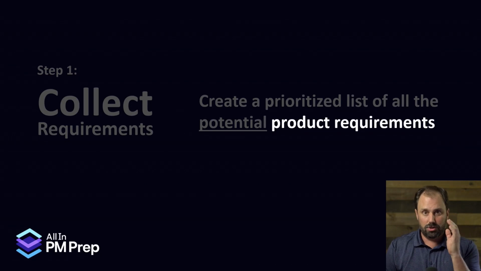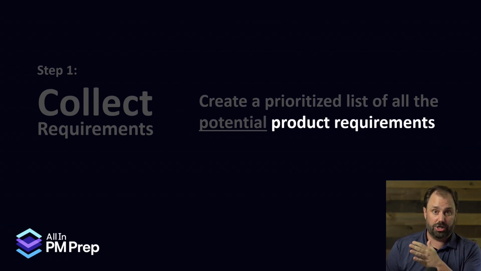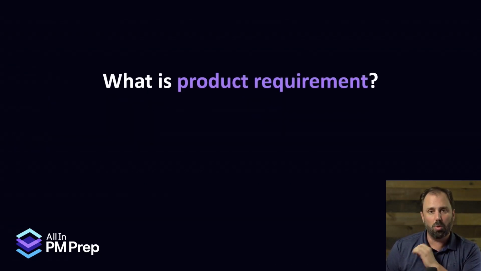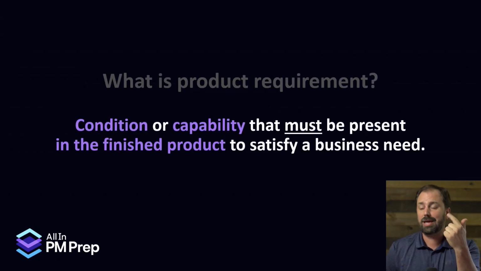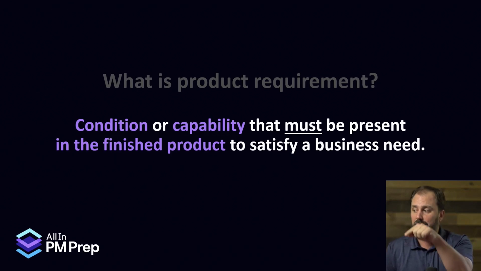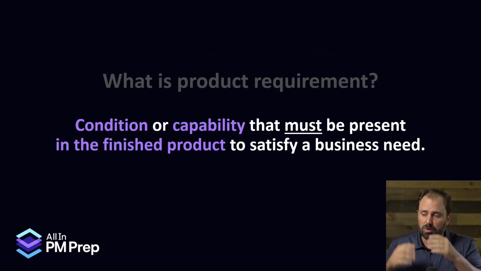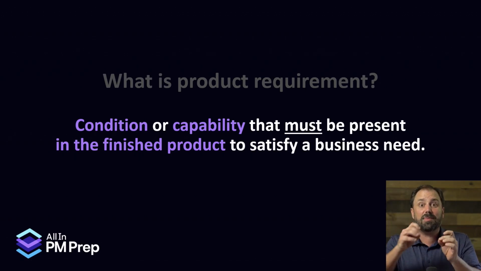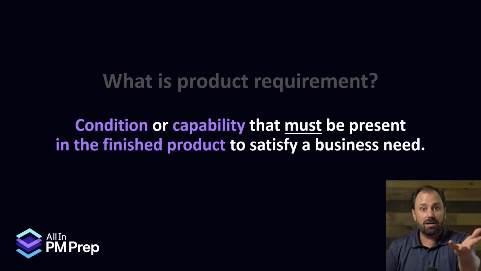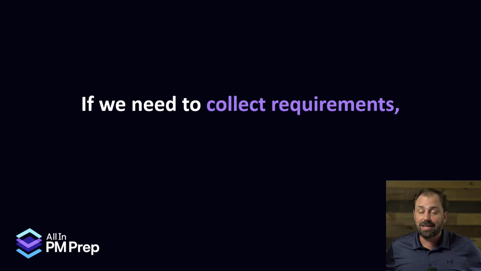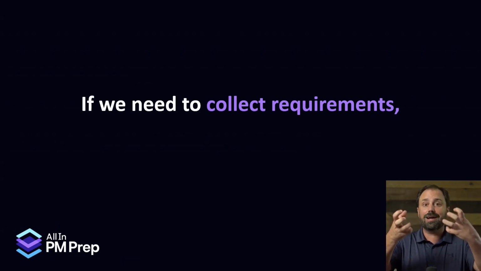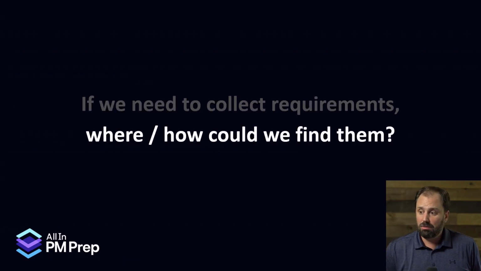All right? So let's nail down another term, product requirement. Well, what is a requirement? A product requirement is any condition or capability that must be present in the finished product to satisfy a business need. So as we start pulling these requirements in, what are the conditions? What are the capabilities that we must have at the end to make something better or solve a problem, whatever it is? So if we needed to go out there, and we do, and collect all the requirements, how could we do it?